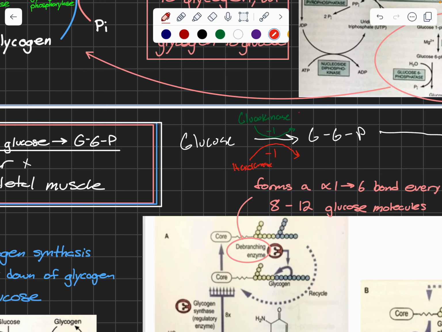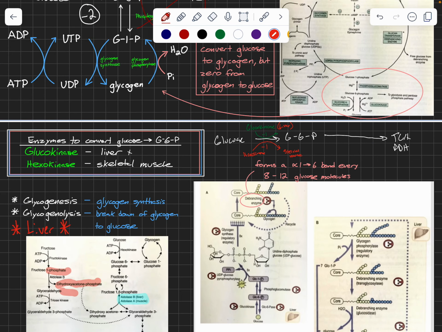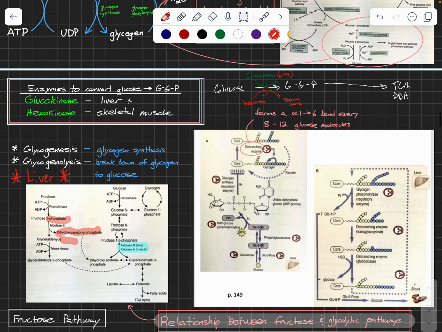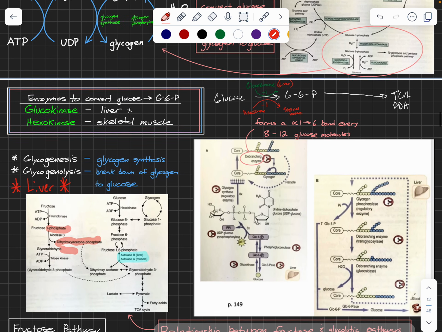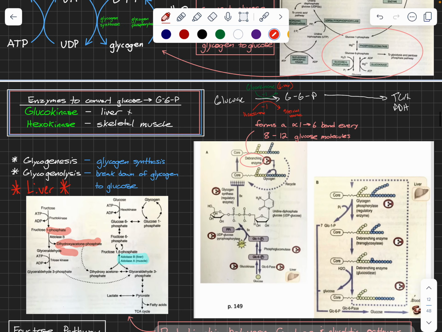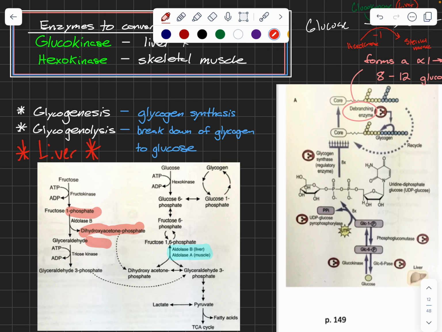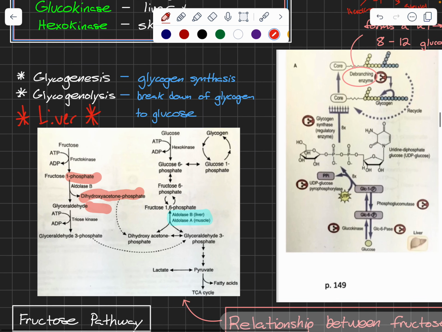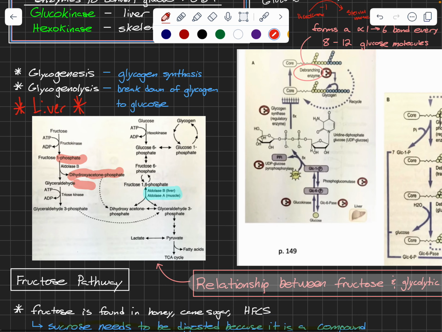So liver, glucokinase; skeletal muscle, hexokinase. Be able to differentiate between the two. If he says we're in the liver, something like that, no, you are using the enzyme glucokinase. And if we're in skeletal muscle, no, you're using hexokinase. And then just some terminology here: glycogenesis, glycogen synthesis; glycogenolysis, breakdown of glycogen to glucose.